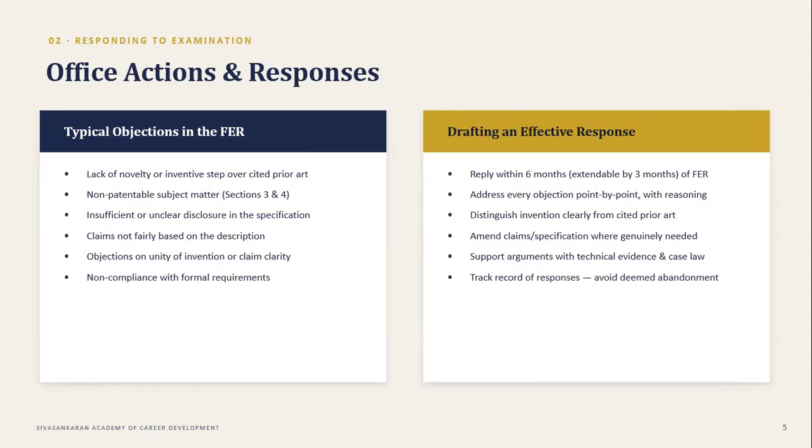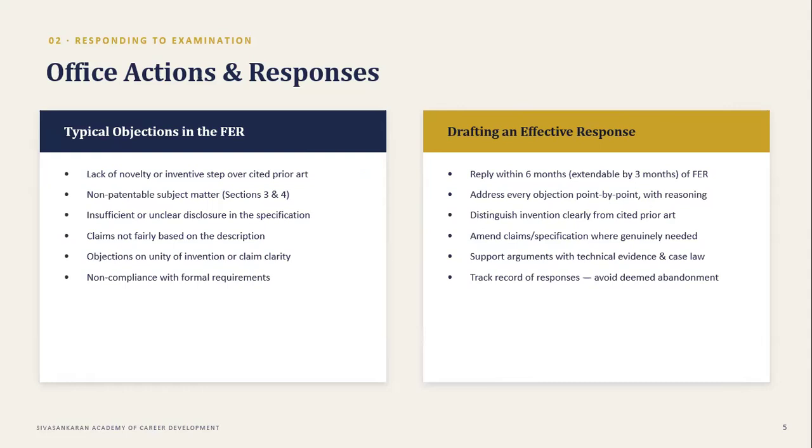Other objections may concern insufficient or unclear disclosure, claims that are not fairly based on the description, lack of unity of invention, claim clarity, or formal requirements. A strong first examination report response should address every objection systematically and point by point. The presentation emphasizes responding within the prescribed period, including the applicable extension provisions.